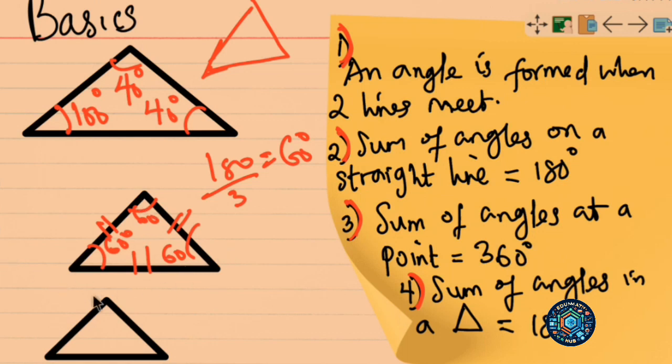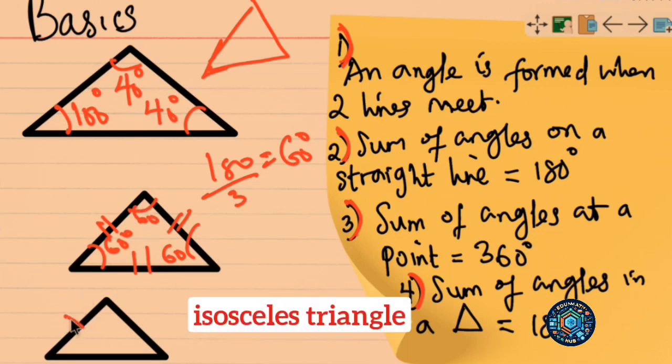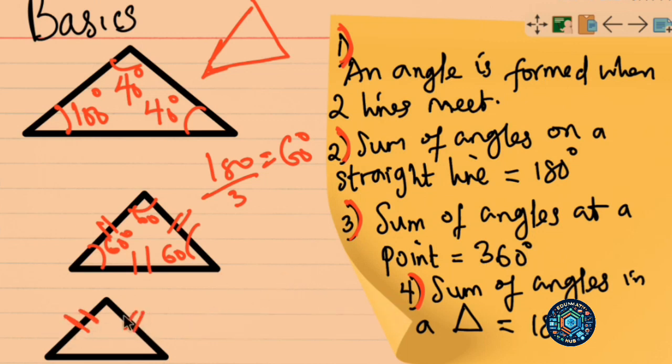Then there's another one called an isosceles triangle. Only two sides are equal, this part and this part. If two sides are equal, then the angles at the bottom, this one and this one, will be the same. These two angles will be the same. So if here is 40, this place too must be 40.